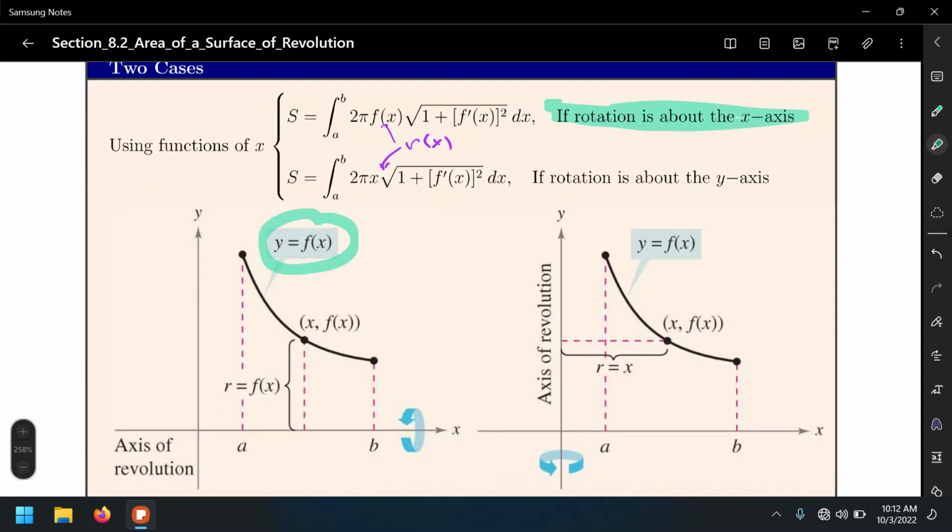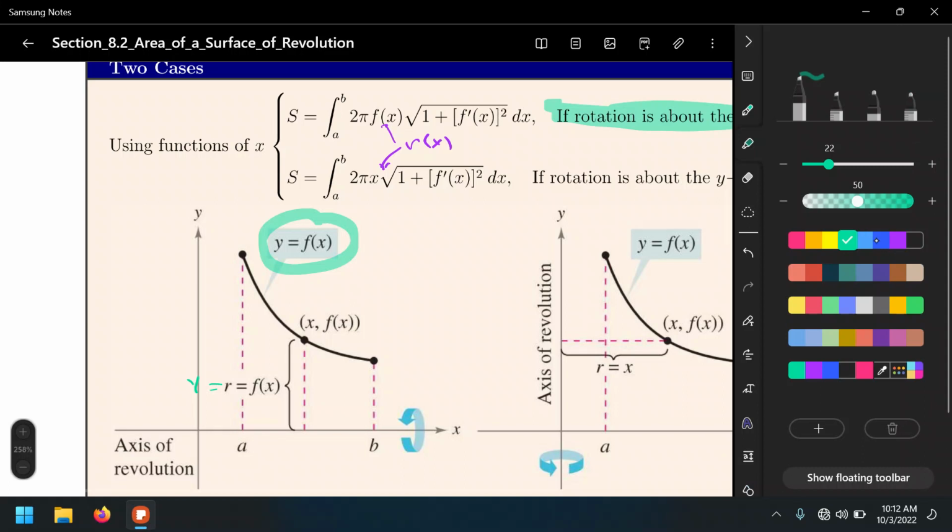So we have that function f of x which is rotated about the x-axis, but notice that distance is a vertical distance, which in this case is given by y, if you will. So this is y, but because we're using functions of x, this y will be exactly that given function of x.